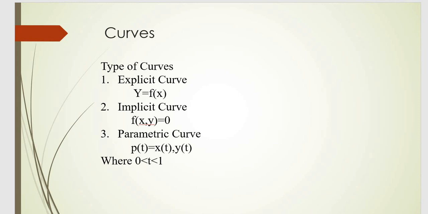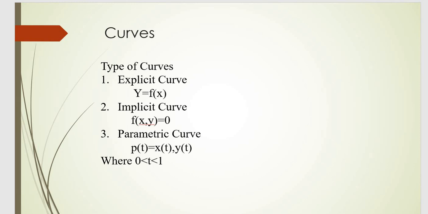Now what is the explicit curve? The explicit curve is one where the curve is not passing through the actual control points, and it is represented by the function y = f(x).